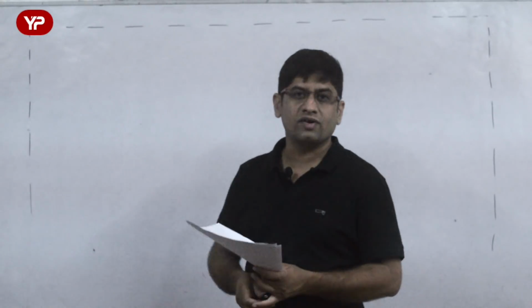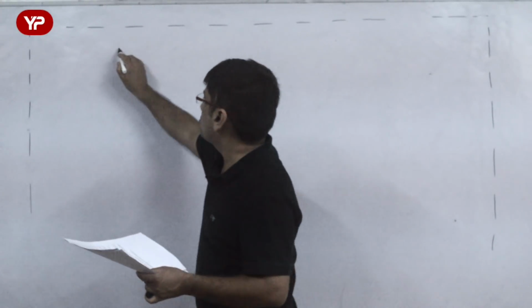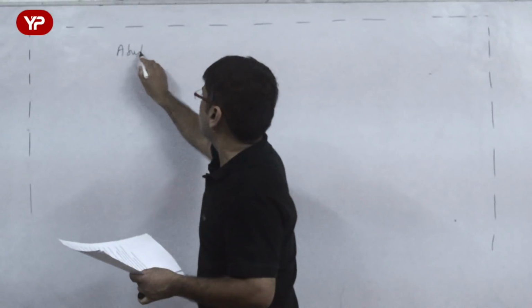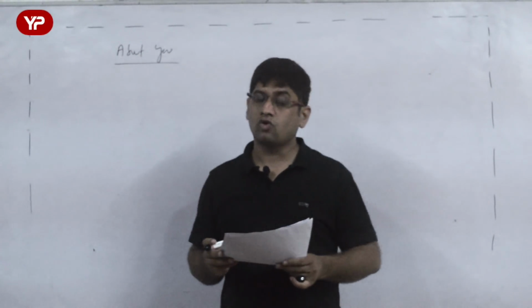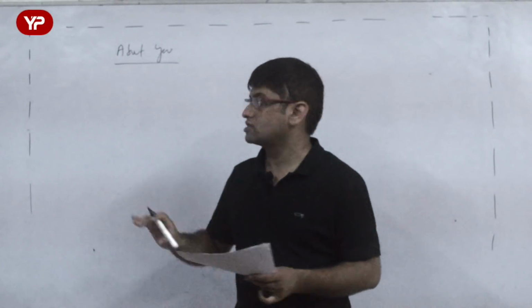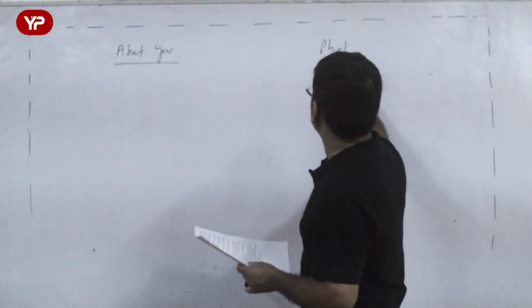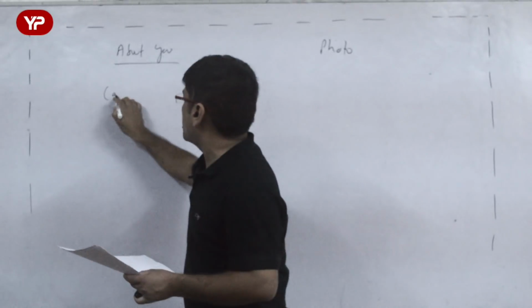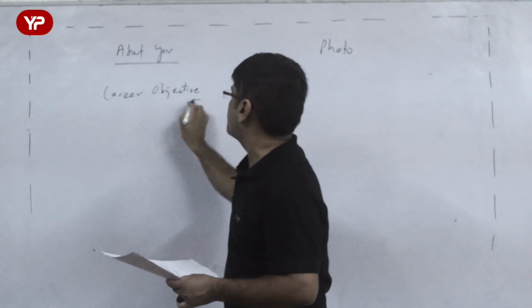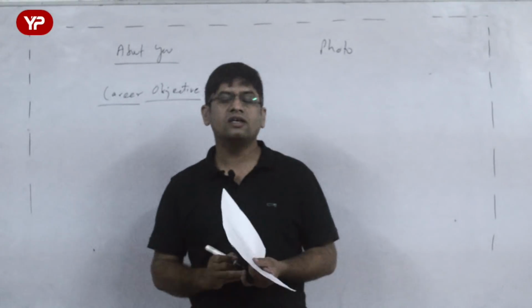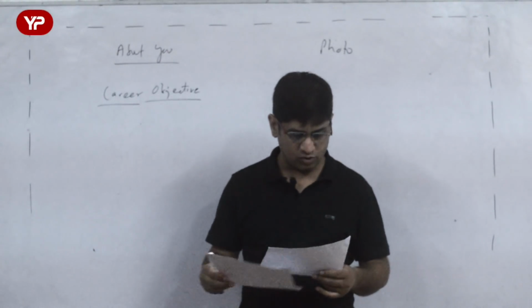So let me tell you what we have done so far. At the top you have written about yourself, your name, your qualification, your email ID, your contact number and your permanent address. This side is your photograph. Then you have written your career objective. First learn this list of career objectives and then decide what you have to put in.